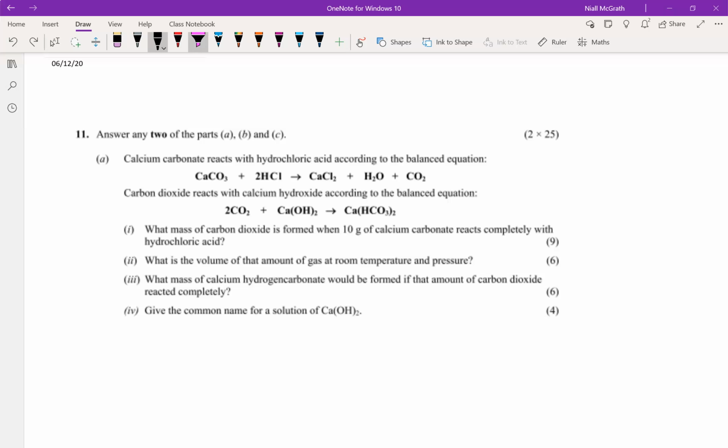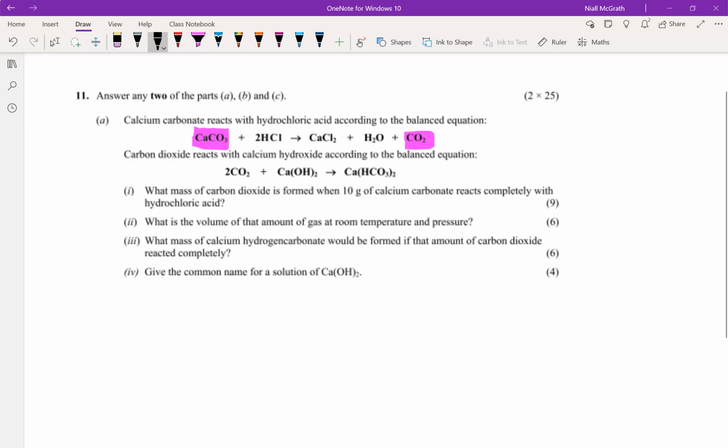So what you're being asked in that question is what mass of carbon dioxide is formed when you have 10 grams of calcium carbonate. So what we've been doing all along, we find our number of moles of calcium carbonate, look at the ratio, find our number of moles of carbon dioxide, and we're able to find our mass again using that n is equal to mass over relative mass relationship.